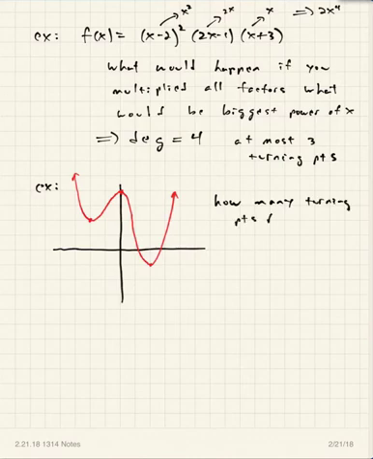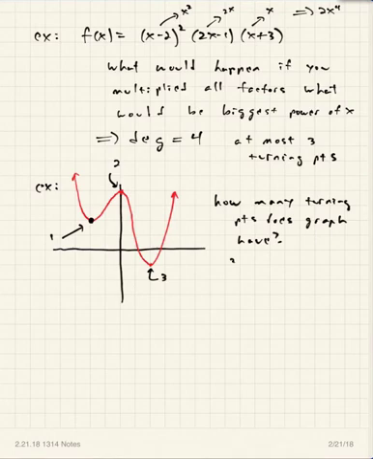And so those of you who are listening to me live, what's the answer to that question? How many turning points does that graph have? 3. Yeah, that's good, Anne-Marie. It has 3. There's a turning point here. That's 1. There's a turning point at the y-intercept right there. That's 2. And then you have another turning point here. That's 3. So it has 3 turning points.